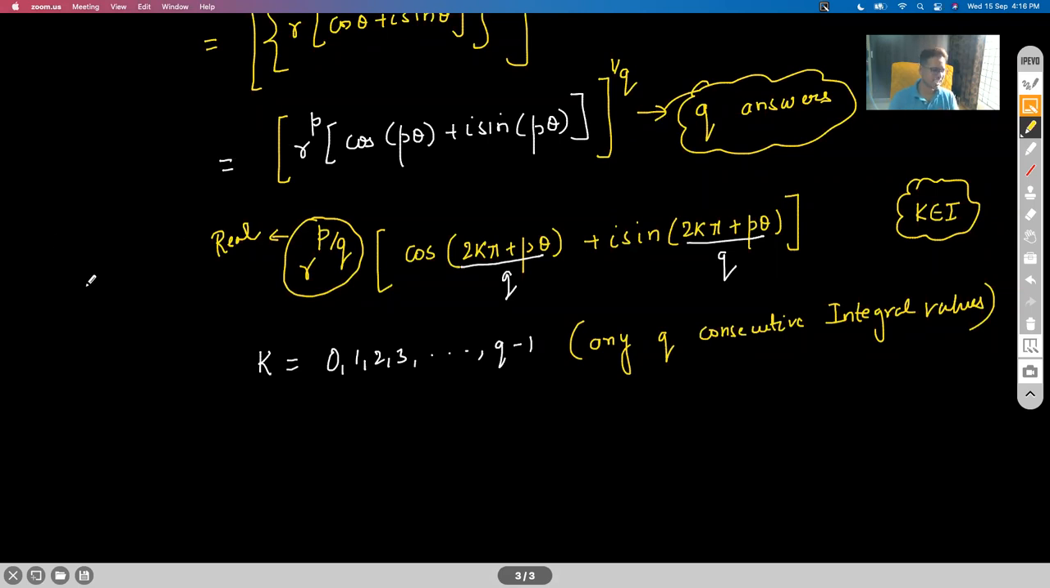So he said that all your roots or all your answers of z to the power n, which is p by q in this case, can be obtained from here, which is r to the power p by q times cos of (2k pi plus p theta) divided by q plus i sine of (2k pi plus p theta) divided by q, where k can take any q consecutive integral values, but preferably start with zero, because many people ask me, sir, if I go beyond it, what will happen? If I put k as q, what will happen? If you put k as q, you will end up getting the same answer what you got for zero. If you put q plus one, you'll get the same answer as what you got for one. So there's no point going beyond q minus one, because there will be a repetition of your roots happening.